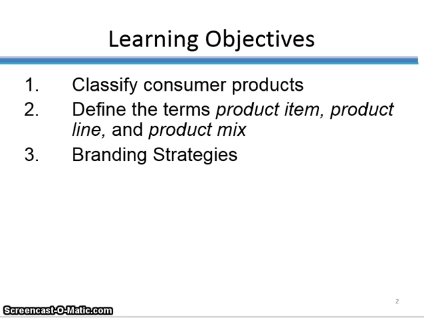First, we'll understand the different types of consumer products. The second learning objective is to understand the terms product item, product line, and product mix. And these are terms that are used by marketing managers in devising the product strategy for the company. The third and the last learning objective is to delve into the world of branding and to see what are the different branding decisions marketers have to make.